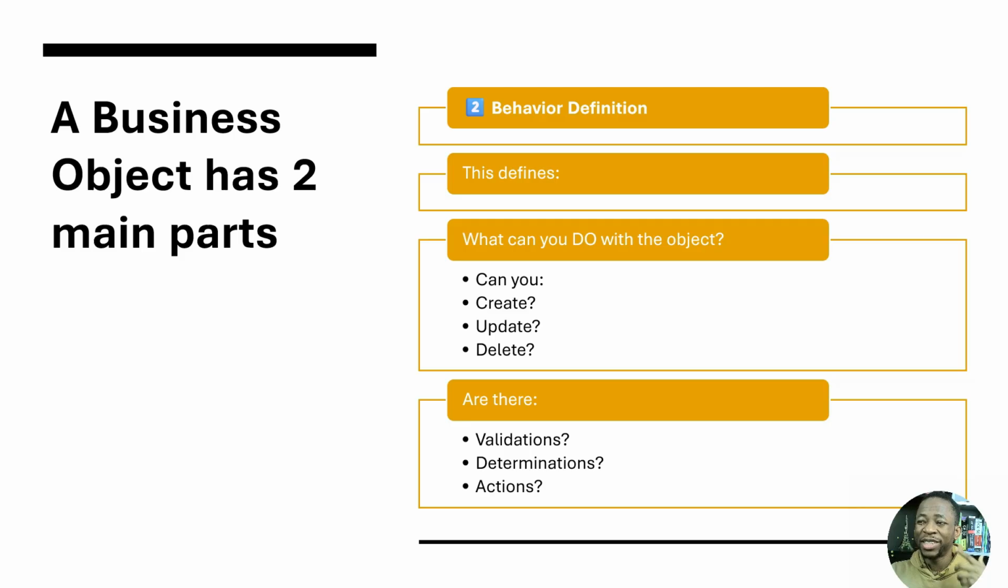The behavior definition defines what you can do with the object. Okay, so you've defined a CDS view for the business object. So what can the business object do? This is what the behavior is all about. Can you create, can you update, or can you delete? These are the things the behavior definition is responsible for. Likewise, the behavior definition also involves validations, determinations, and actions. This is where business logic rules are defined, so the behavior definition is where we define the rules that govern our business logic.